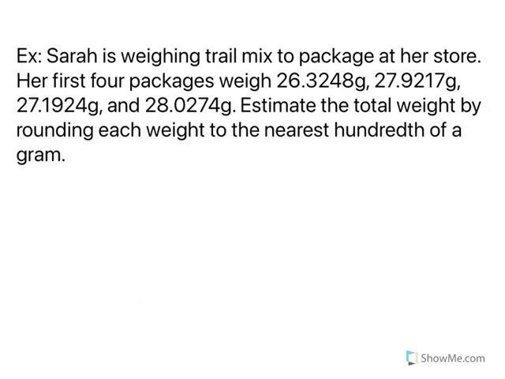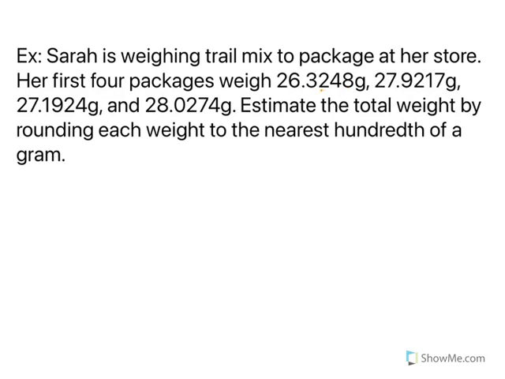Sarah is weighing trail mix to package at her store. Her first 4 packages weigh, all in grams. Estimate the total weight by rounding each weight to the nearest hundredth of a gram. So you'll notice each one of these weights is going out 4 decimal places. It's asking us to go to the nearest hundredth, which is 2 decimal places.